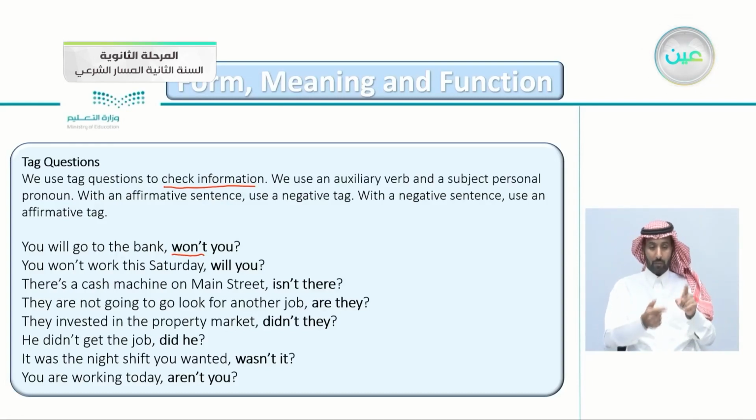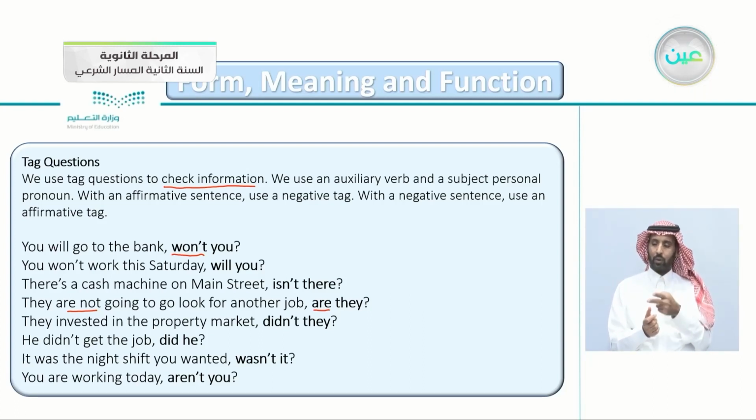Next example here, they are not going to go look for another job, are they? Again, they are not. Here it's a negative and are here is affirmative. So we use the same auxiliary verb. They invested in the property market, didn't they? He didn't get the job, did he?